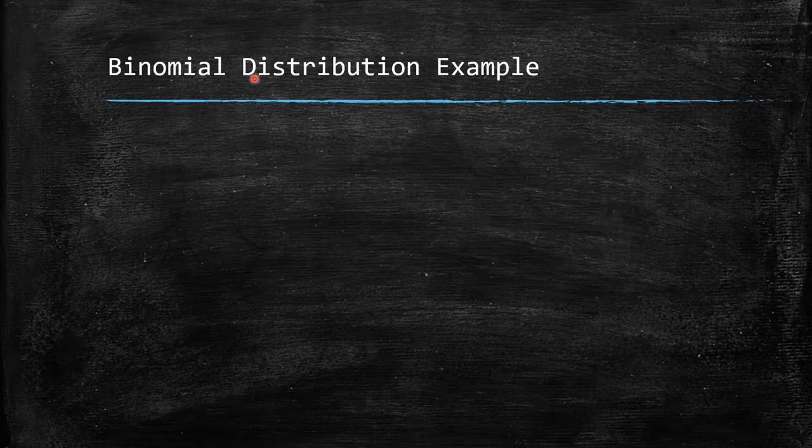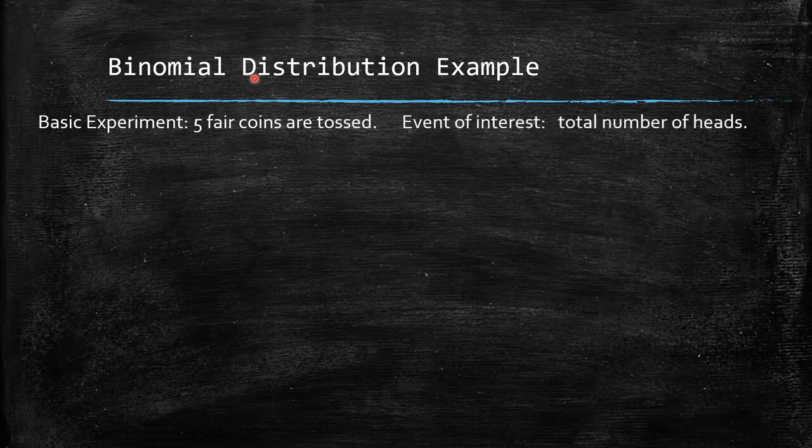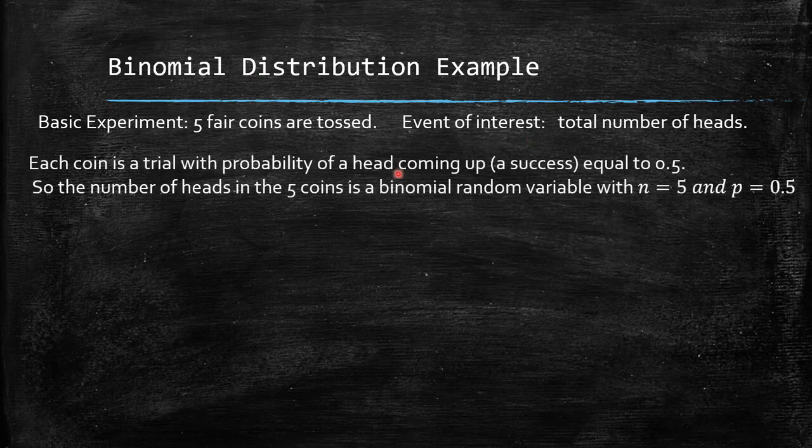Suppose I take 5 fair coins and observe the heads turning up. That means the basic experiment is that 5 fair coins are tossed. The event of interest is the total number of heads. As all of you know, for each trial the probability of success, that is head turning up, is equal to half, 1 by 2. And so the number of heads in the 5 coins is a binomial random variable with the total number of trials n is 5 and probability of success is 0.5, which is fixed.